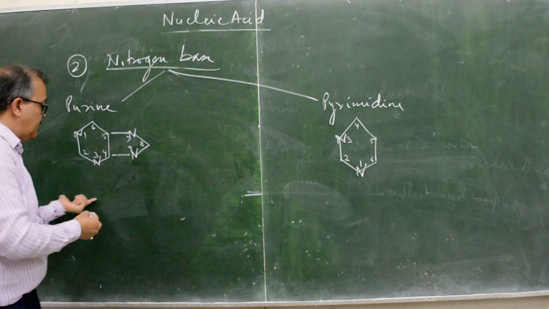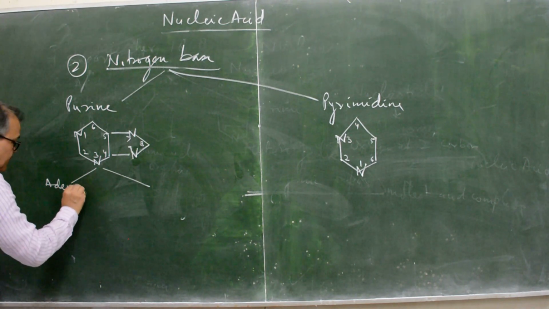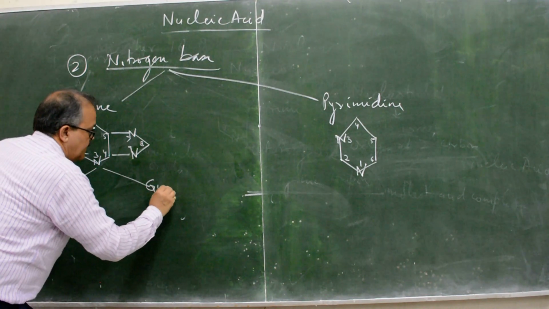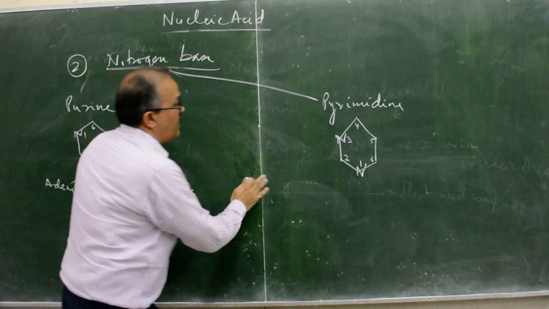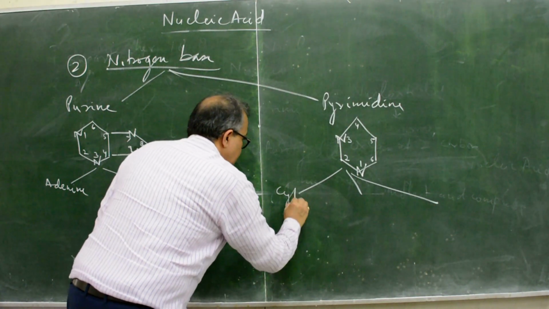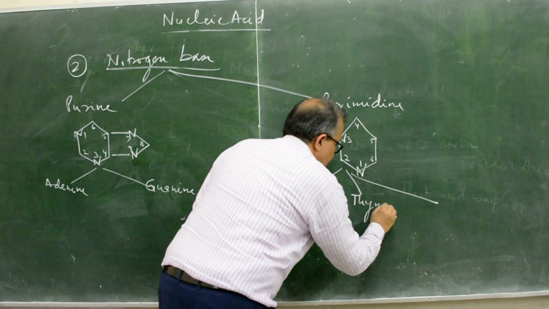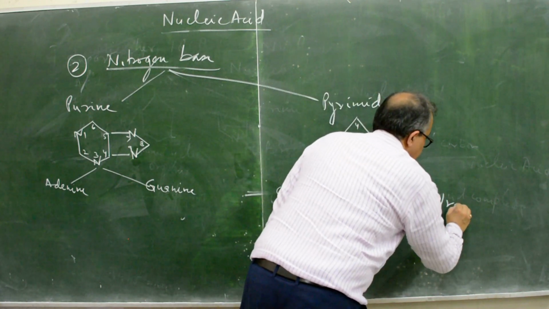Purine is of two types, adenine and guanine. Pyrimidine is of three types: cytosine, thymine and uracil.